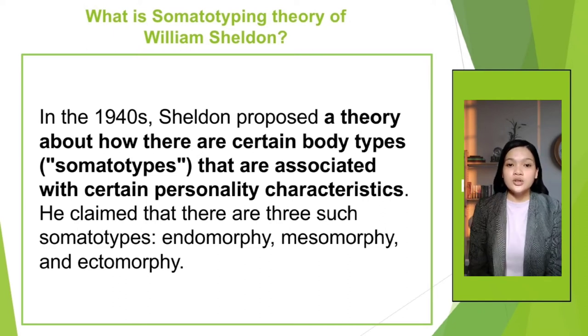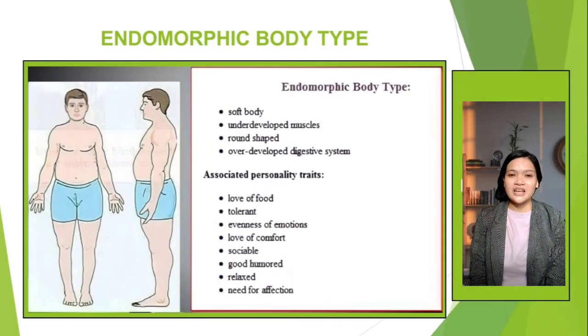So, dito naman dahil nga sinasabi o pinaniniwalaan ni William Sheldon na may connection ang personalidad at panlabas na katangian ng isang tao, he decided to create a theory, which is the somatotyping theory. And it was categorized into three, which are endomorphy, mesomorphy, and ectomorphy. So now, let us know what is the endomorphic body type.